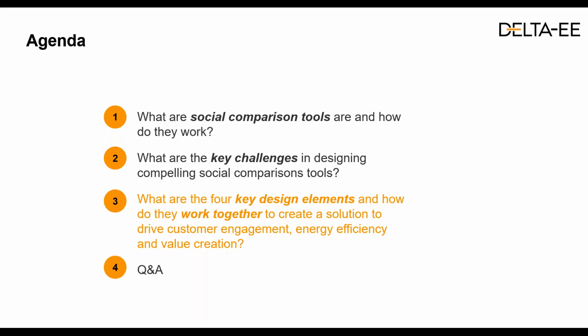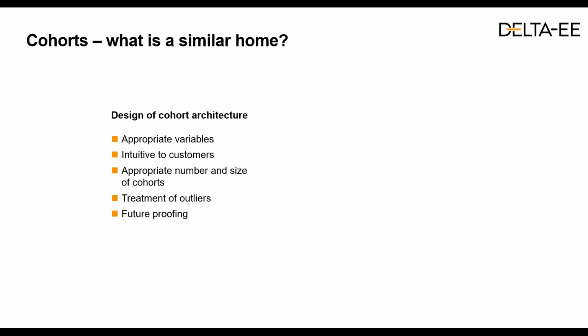So the first of the 4 design elements is what is a similar home? It's about the cohorts classification. But what is a similar home actually throws up more questions, like which data points are used to make that assessment, or how is that data sourced, and how good is that? How reliable is that data? What are the number of cohorts or the number of people within each cohort? So there's a lot really to consider within this that needs to be thought through.